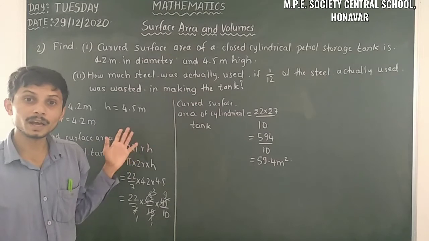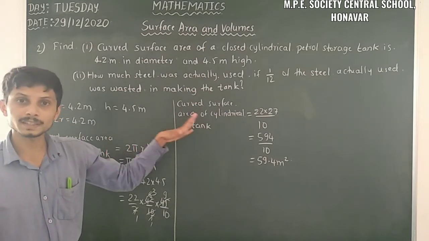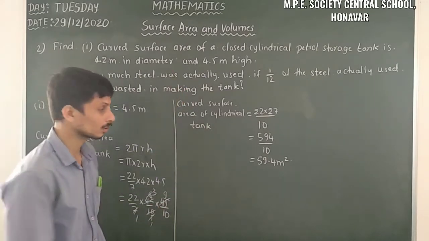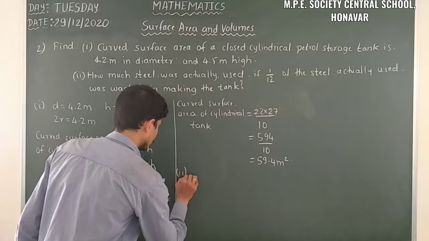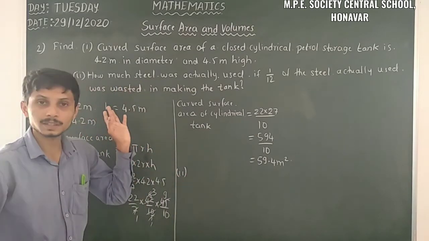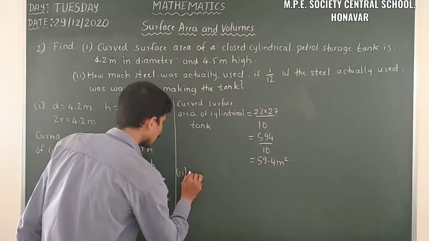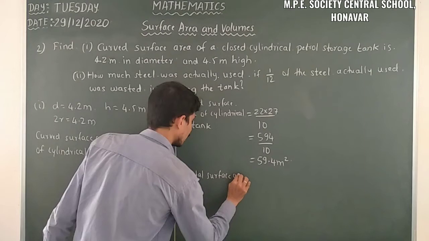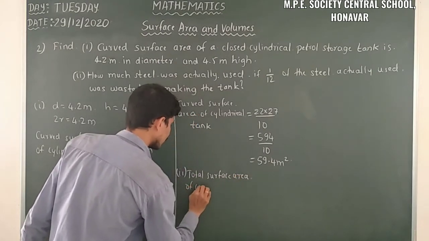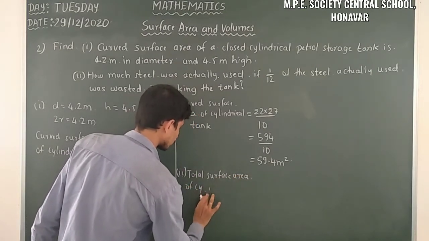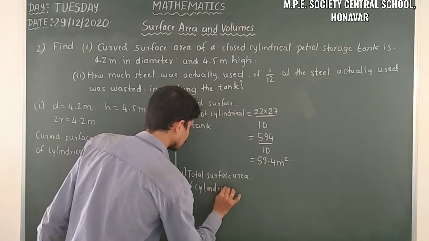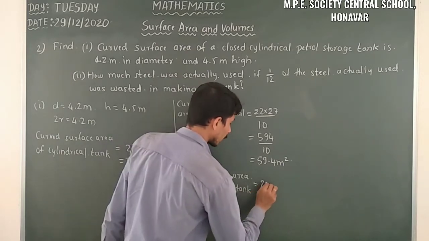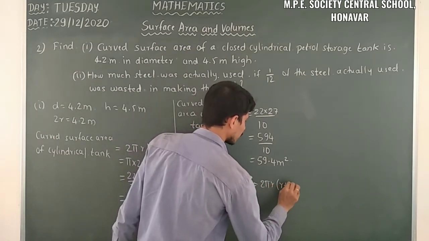But in the second part we have to find the actual surface area, that is, the total surface area. The first part is over, so let us take the second part. Firstly we have to find the total surface area of the cylindrical tank, which is equal to 2 pi r into r plus h.